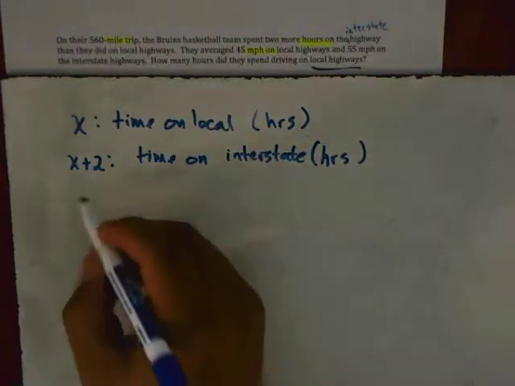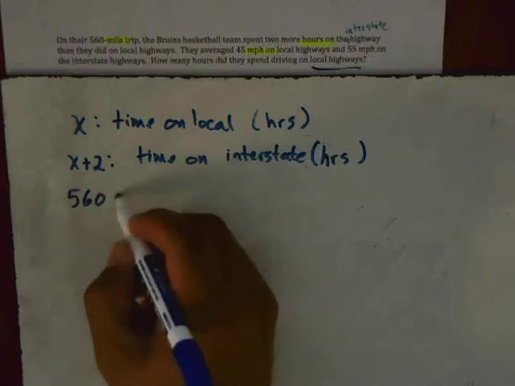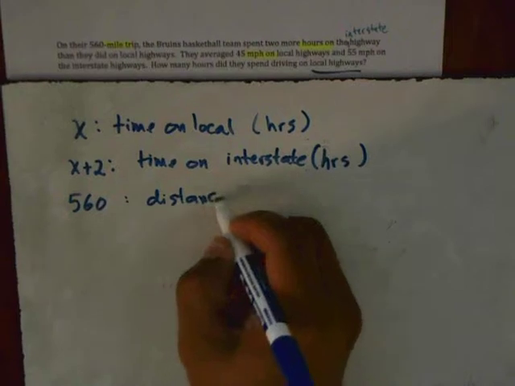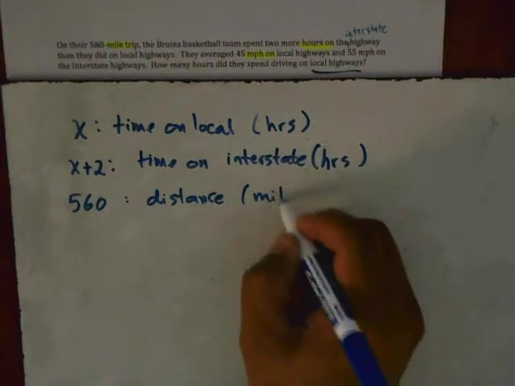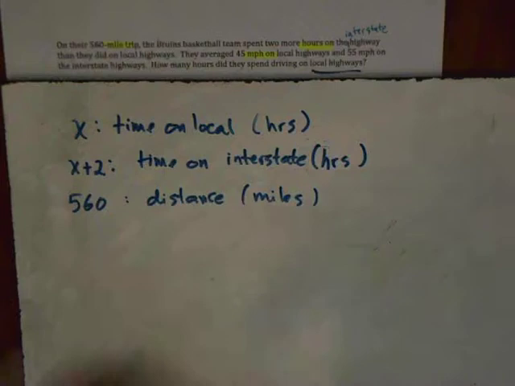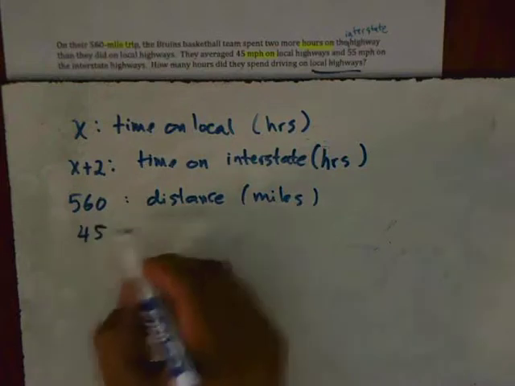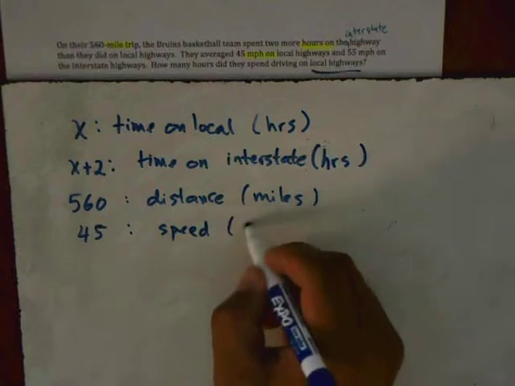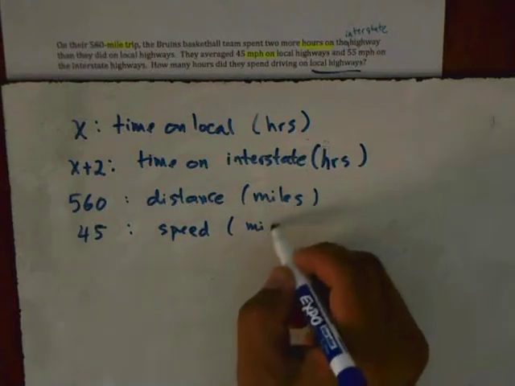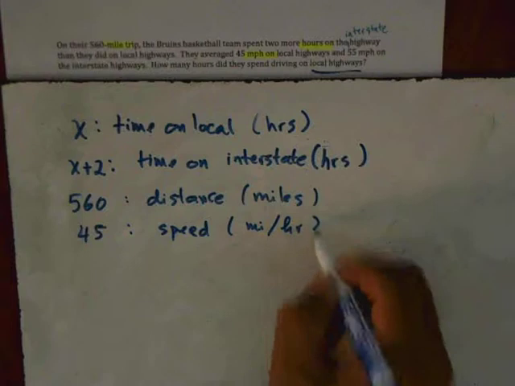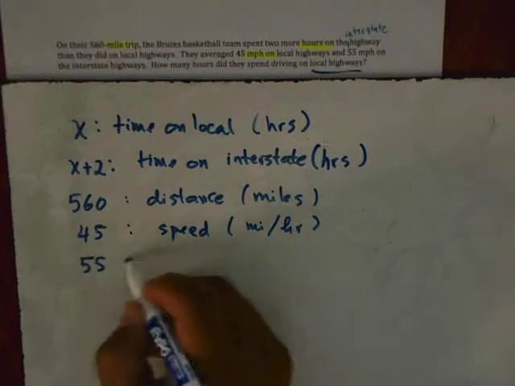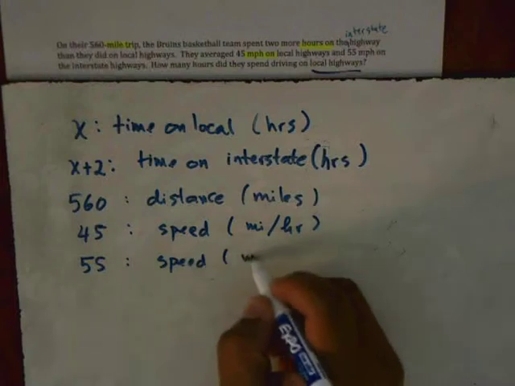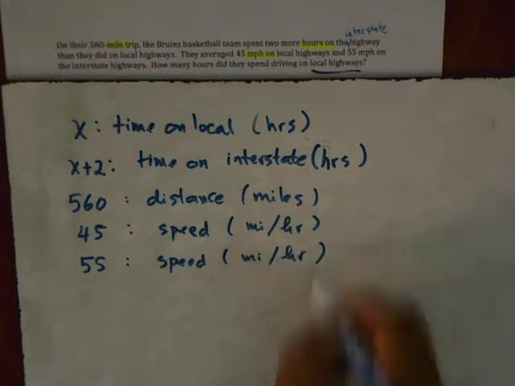I also have a distance, 560, and this is a measure of distance, in miles, of course. I have a couple other numbers here: 45, which is speed or rate, in miles per hour, and also 55, which is also speed in miles per hour.